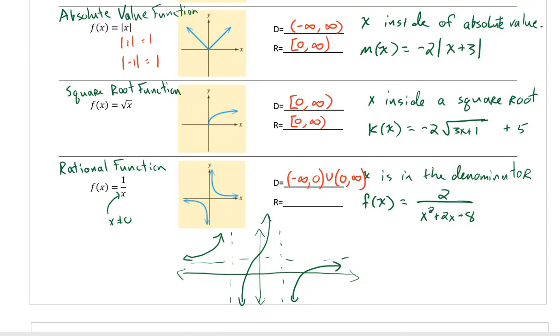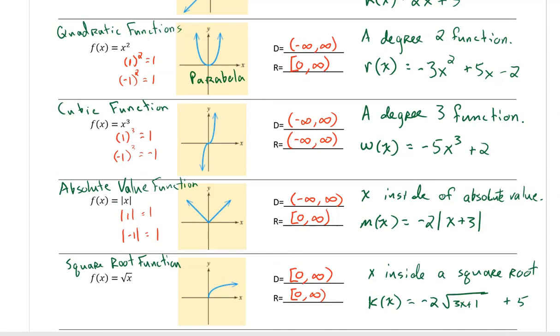Alright, once you see what the domain is and note that the graph is x and y's are symmetric, you can pretty easily get to the result that the range will be the same thing. Alright, so that's all those graphs.